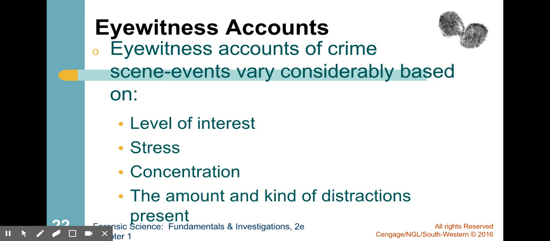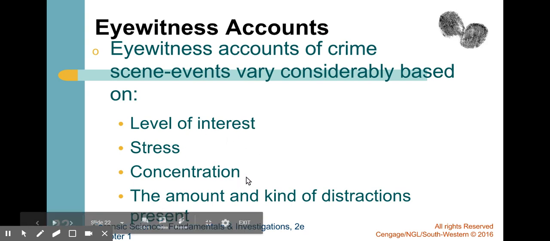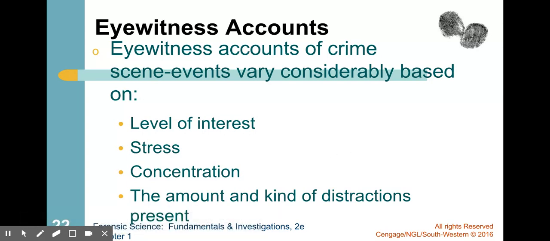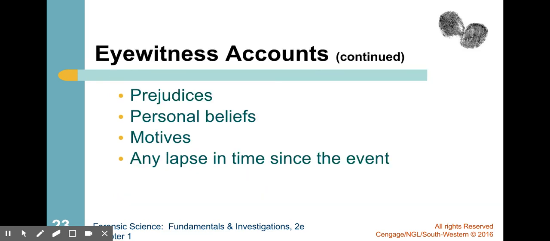Eyewitness accounts can be very dependable, but they can also be very terrible. They can go back and forth. And it really has to do with how involved the person is and how involved the observer is. Also, on how trained they are, if they're a trained observer or not. The eyewitness's perceptions and observations can be affected by these things: prejudices, beliefs, and their motives as well.